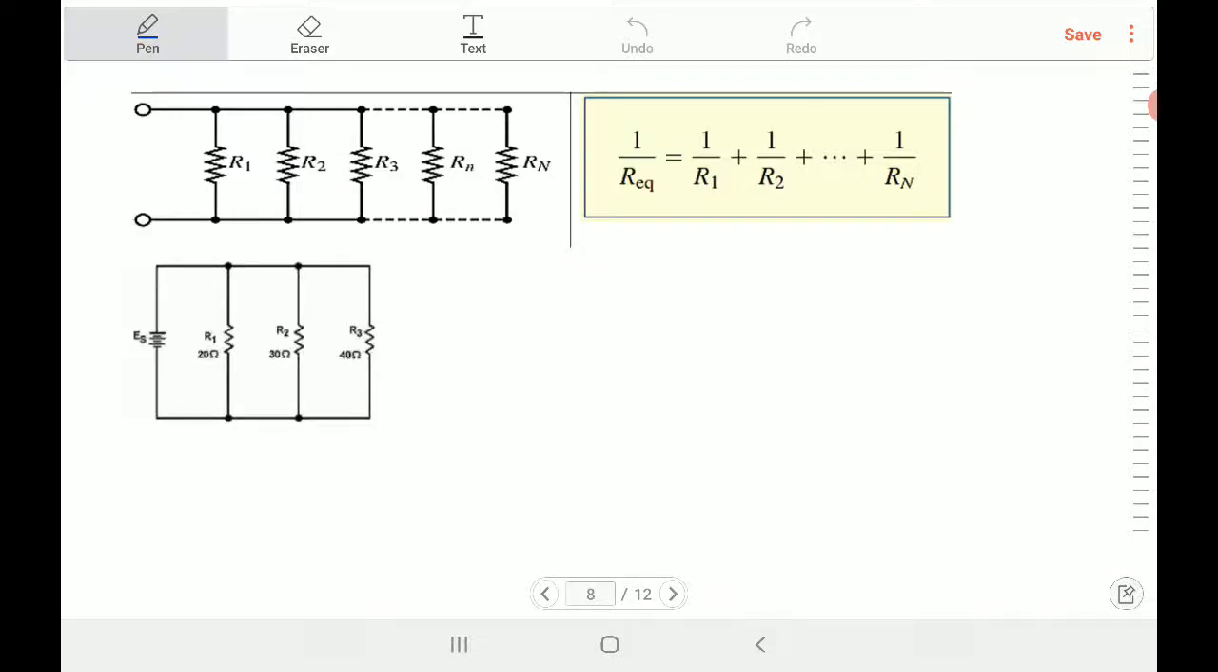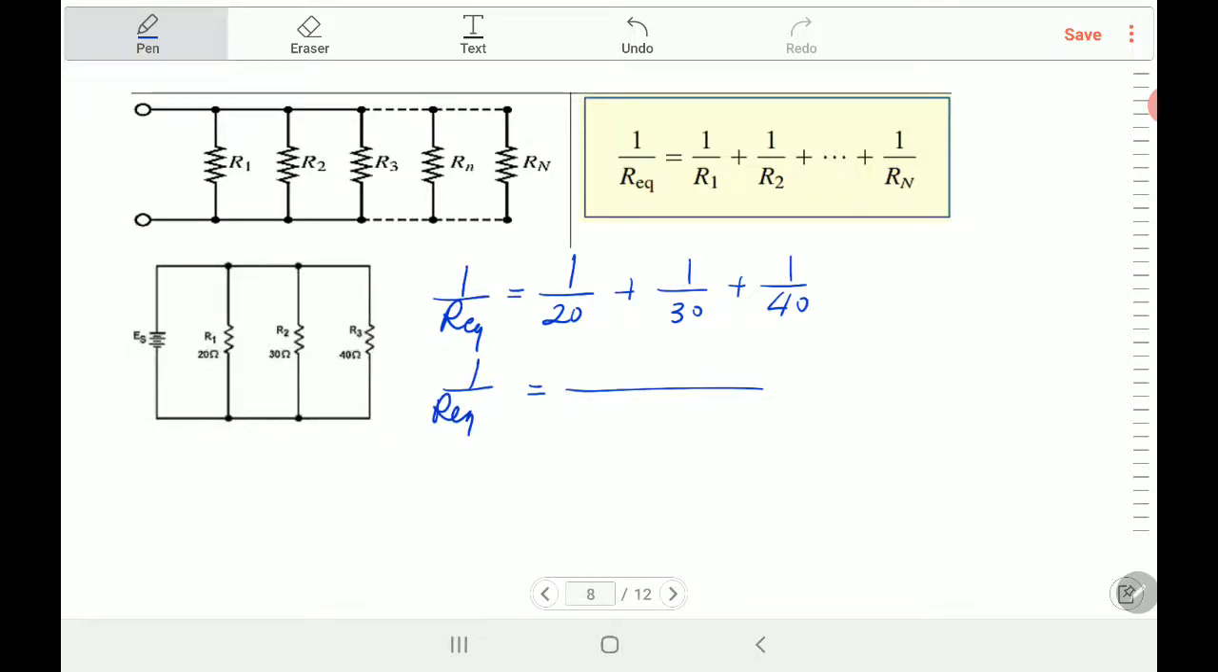Let's have this example. You got here R1 equal to 20, R2 equal to 30, R3 equal to 40. You want to find the equivalent resistance. You replace all these three parallel resistors by only one resistor. I'm going to use the formula because there are more than two. 1 over R equivalent is equal to 1 over 20 plus 1 over 30 plus 1 over 40. You can do it in a calculator, easy, but I do not have a calculator handy now, so I'll just do the calculation.